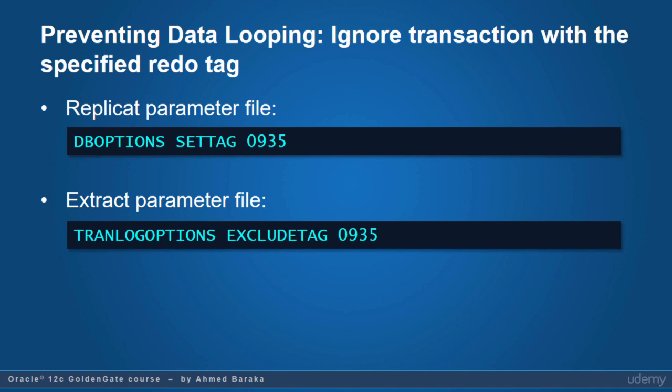On the extract side, you use the exclude tag parameter to instruct the extract to ignore the transactions with that specified tag. At the time of this recording, you can use this option only in Oracle Database version 12c.